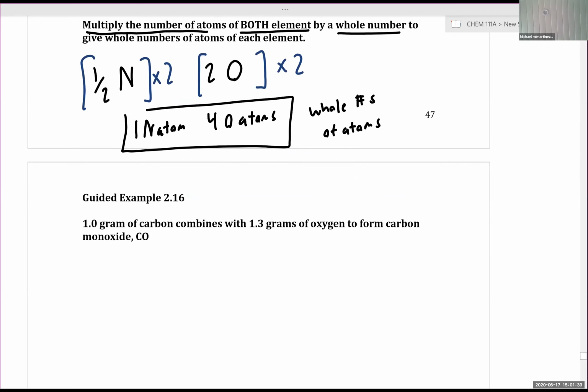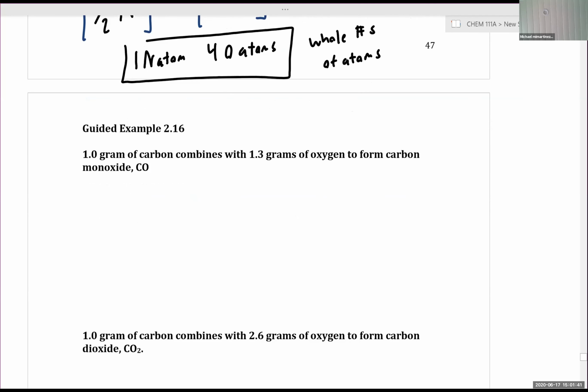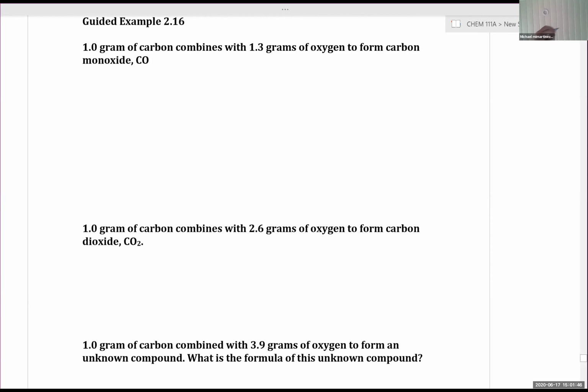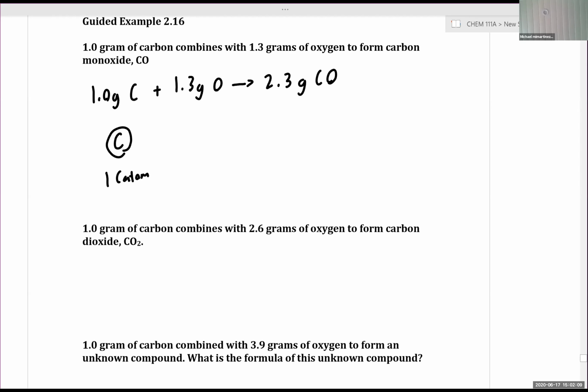Okay, so let's do a guided example together where we look at the law of multiple proportions for a series of compounds. So in the first example, we have 1.0 grams of carbon reacting with 1.3 grams of oxygen to generate 2.3 grams of carbon monoxide. Wonderful. Okay. So we know we have 1 carbon atom and we have 1 oxygen atom, just looking at the formula here.